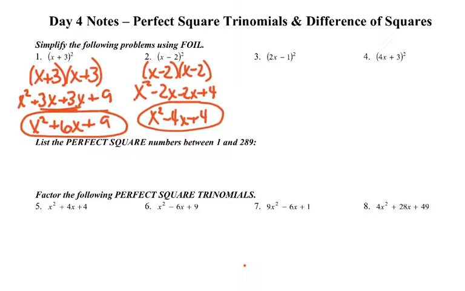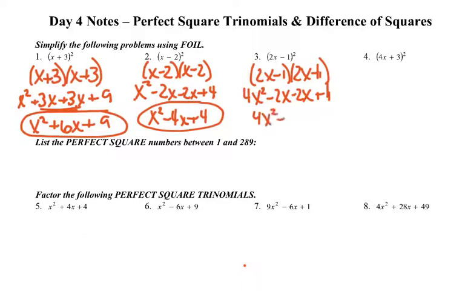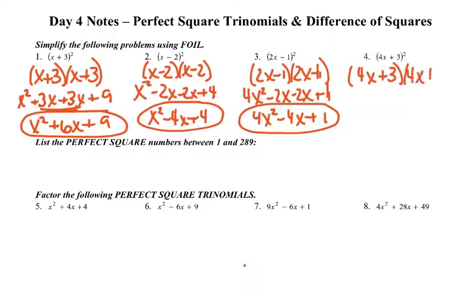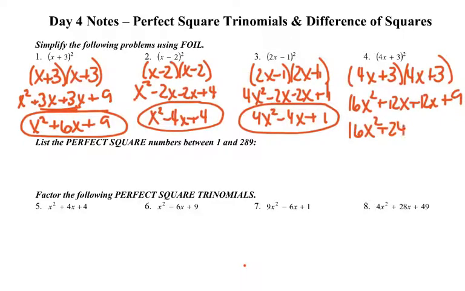What if I have 2x minus 1 quantity squared? Well, same thing, right? You're just going to write it 2 times. 2x minus 1, 2x minus 1. Or 4x squared minus 2x minus 2x plus 1. Or 4x squared minus 4x plus 1. And then finally 4x plus 3 quantity squared is 16x squared plus 24x plus 9. So it got a little tougher there at the end of the row, but it was the same idea that the inner and outer terms were always the same in this perfect square trinomial.